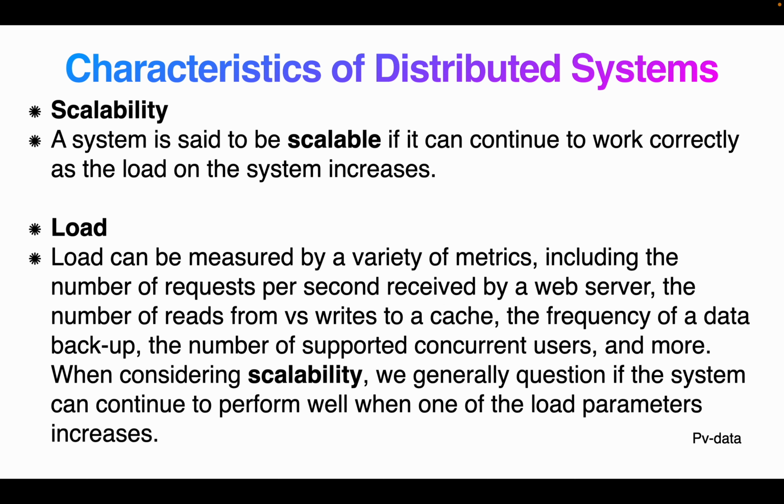Now scalability. A system is said to be scalable if it continues to work correctly as the load on the system increases. So when we talk about scalability, we talk about load. So what is load? Load can be measured by a variety of metrics, including the number of requests per second received by a web service, the number of reads versus the number of writes to a cache, the frequency of data backup, the number of supported concurrent users, or more. When considering scalability, we generally ask if the system can continue to perform well when one of these parameters increases.